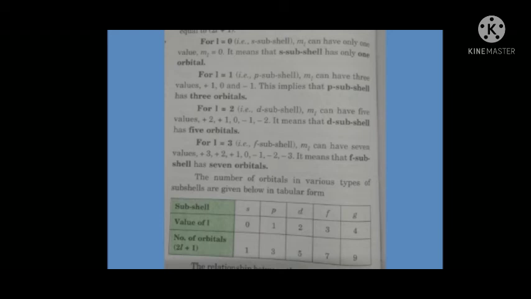So this table shows how many orbitals are possible for each subshell. For the s subshell, we are having only one value for m. That means only one type of orbital is there. For the p subshell, there are 3 values for magnetic quantum number. That means 3 different orbitals are there. Then for the d subshell, 5 values are there for magnetic quantum number. That means 5 different d orbitals are there. Then for the f subshell, 7 values are there for magnetic quantum number. That means 7 orbitals are there. Okay.